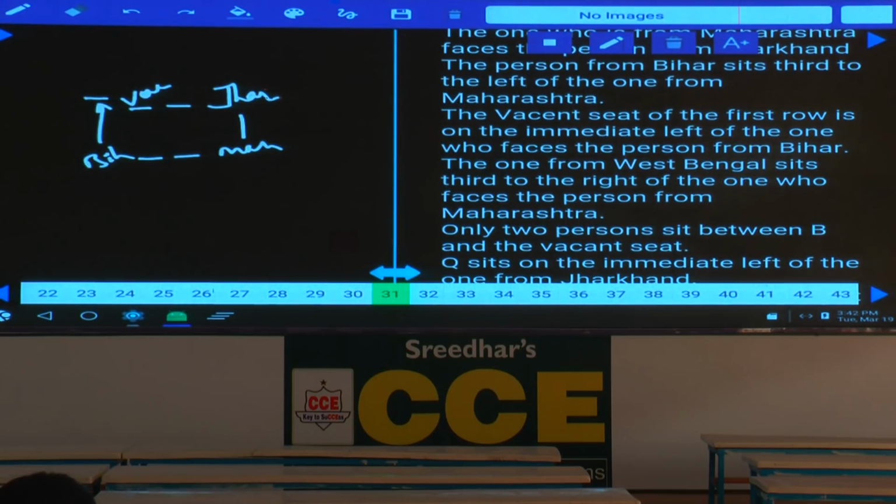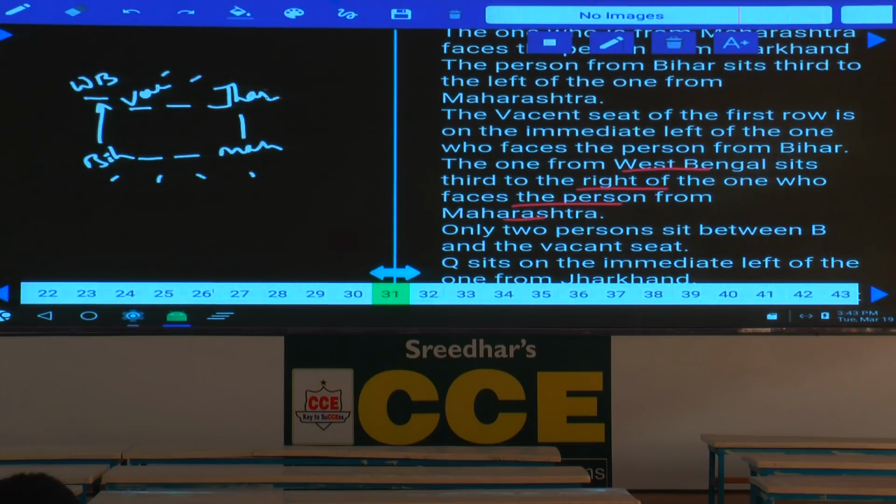Then next one, the one from West Bengal sits 2nd to the right of the one who faces the person from Maharashtra. Now the one from West Bengal sits 2nd to the right of the person who faces Maharashtra. Maharashtra is here, 1, 2, 3, hence West Bengal must be at this place. Hence West Bengal and which two are opposite here? Bihar and West Bengal are opposite to each other, isn't it? Bihar and West Bengal, as of now 1, 2, 3, 4 persons, here also 4 persons were involved.